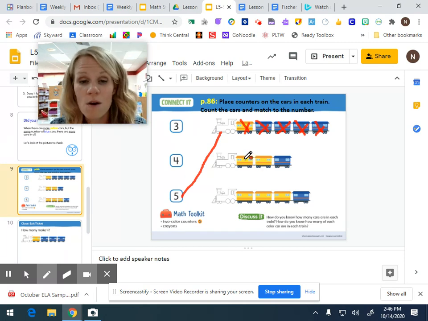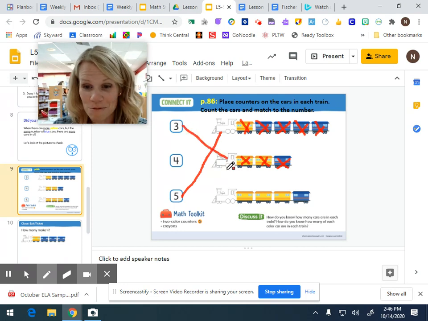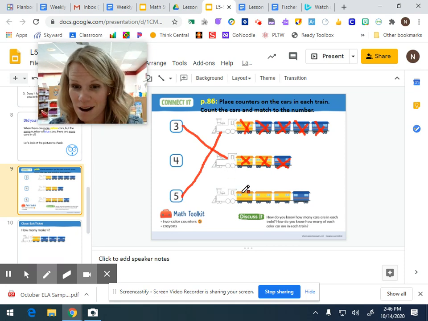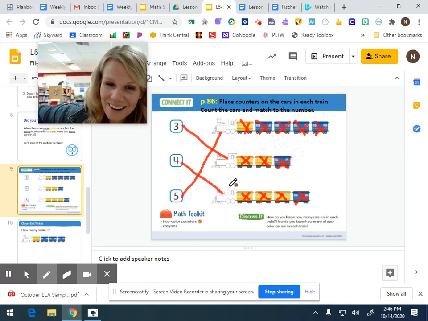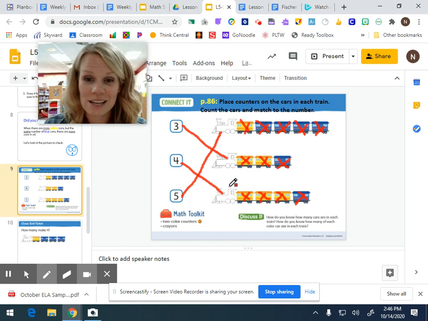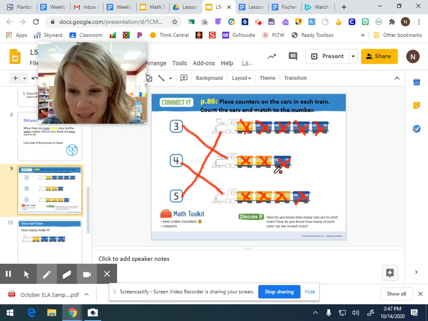You can put counters on the train cars or just leave them or put X's like me. So I have 1, 2, and 3. Good. I'm going to match it to this number because that's the number 3. All right, look at our last one. How many do we have? 1, 2, 3, 4. All right, so I'm going to match it here. Good. All right, so we matched the cars on the train to the number that shows how many there are.